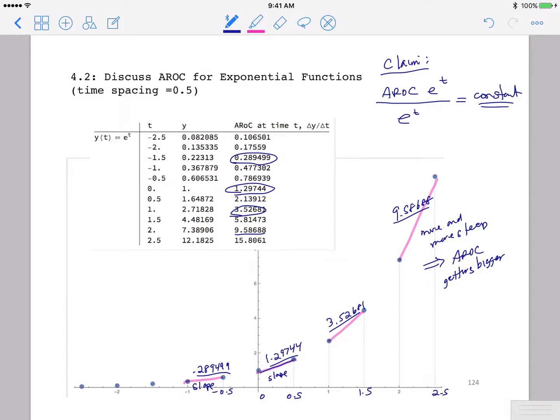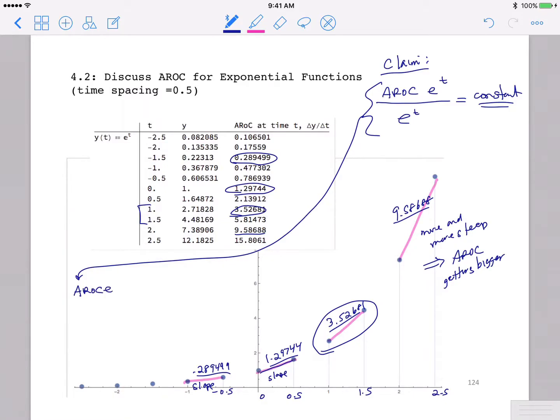And so let me show you an example of the computation that I mean here. For example, let's take the interval 1 to 1.5, from 1 to 1.5. The average rate of change of e to the t from t equal to 1 to t equal to 1.5, and then if I divide by the exponential function's value at t equal to 1, I'll get the average rate of change is 3.52681, and then divide by the function value at that same time of 1. You'll get 2.71828. That should be some number.